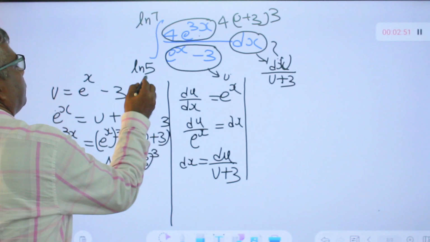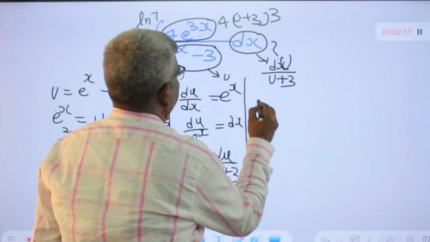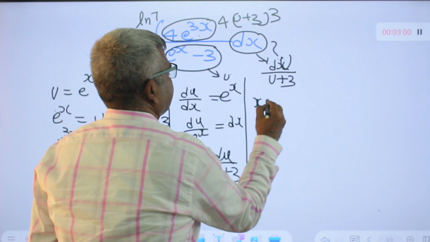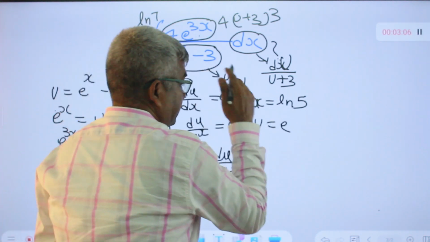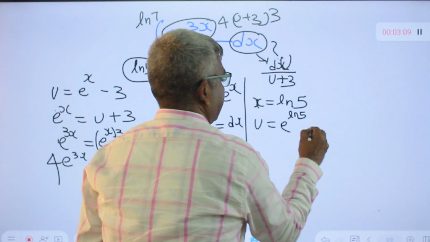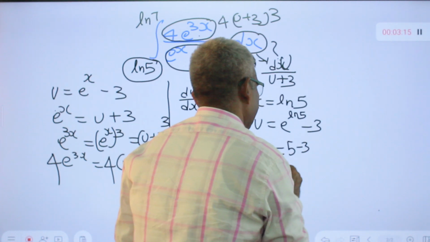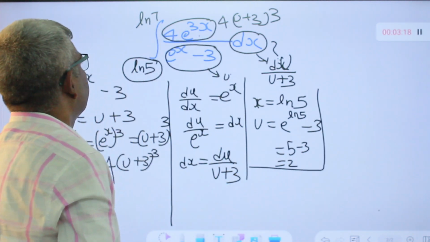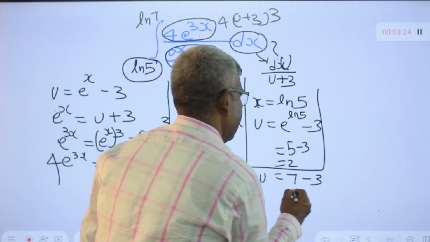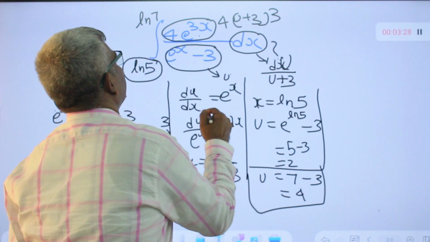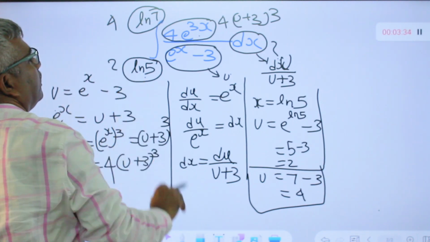Next is ln 5. Ln 5, how can you do it? When x is equal to ln 5, u is equal to e power x minus 3. Instead of x, you put ln 5 minus 3. E power ln a is a. So 5 minus 3 is equal to 2. In the same way, ln 7: u is equal to 7 minus 3, which is 4. This is 4, ln 5 is 2, that's all.